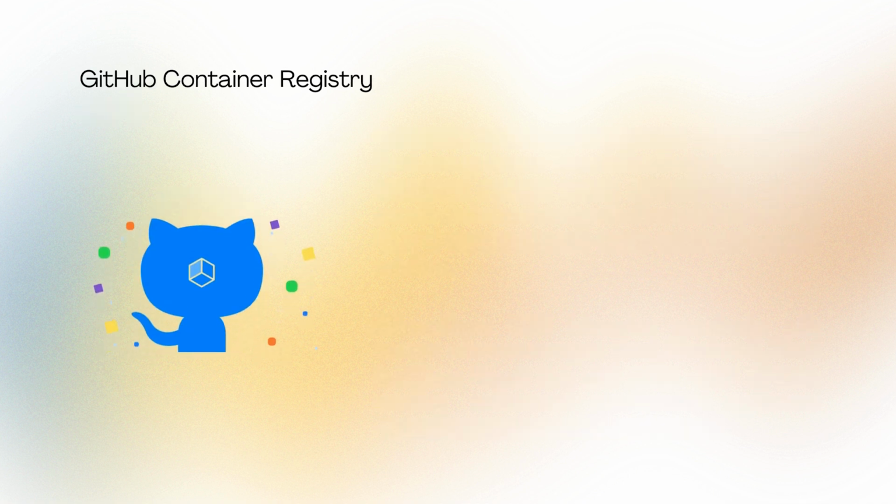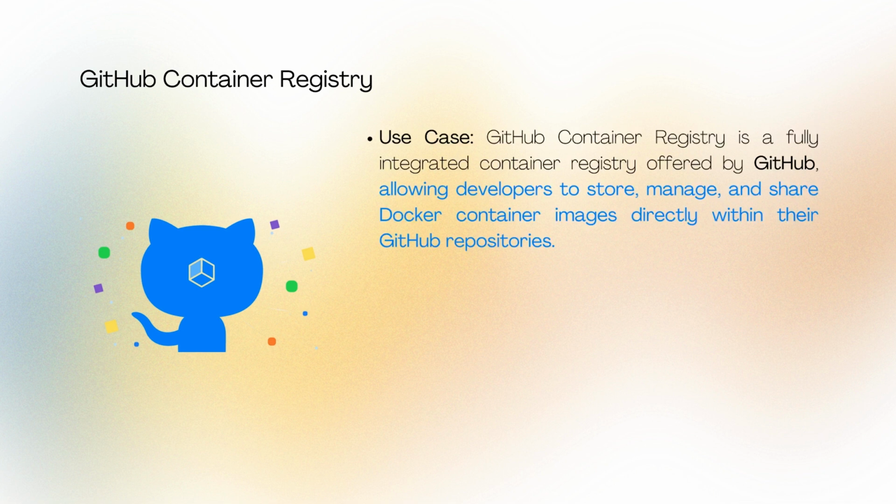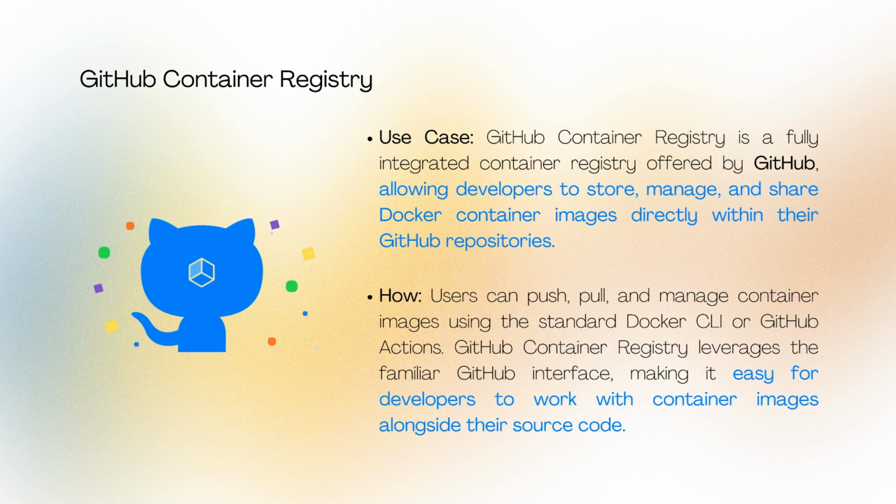A last example we'll give is GitHub Container Registry, which is a fully integrated container registry offered by GitHub itself. It allows developers to store, manage, and share Docker container images directly within their GitHub repository, which makes it even more convenient. Users can push, pull, and manage container images using the standard Docker CLI or GitHub Actions.